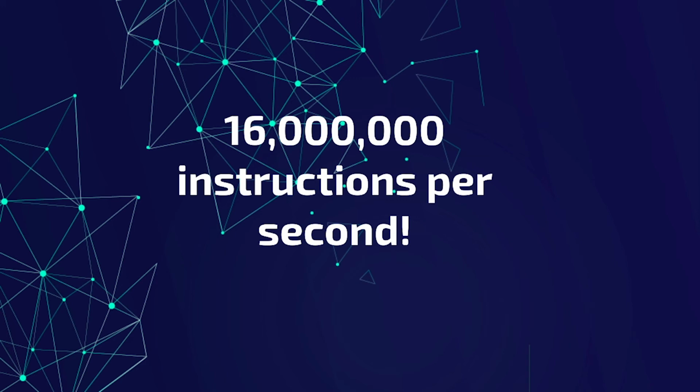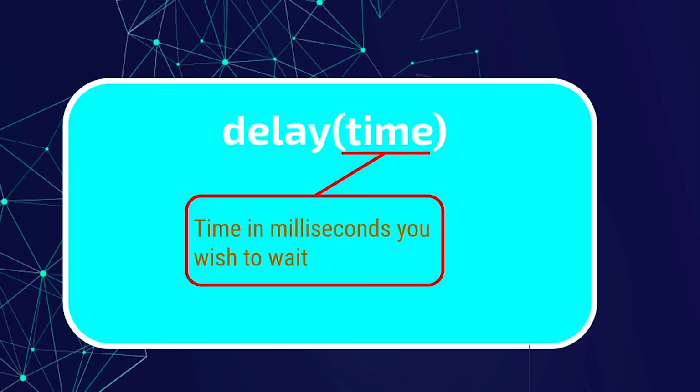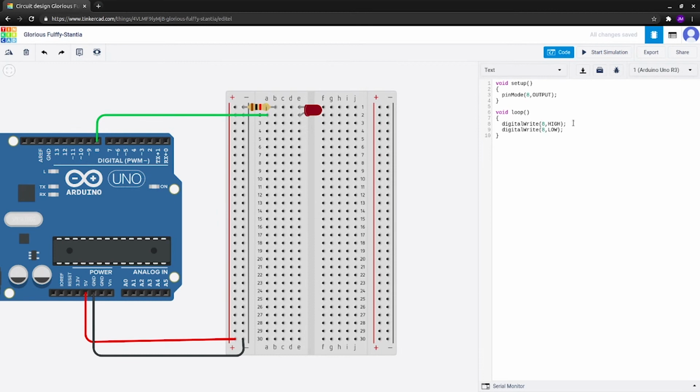To fix this, let's add a delay to the code using the delay method. The delay method just takes in one parameter, the time you wish to delay in milliseconds. Simple enough. Let's add a 500 millisecond delay after the high and the low. This should make it such that the pin changes state every 0.5 seconds. Now when we run the circuit, the LED should blink. Now that's much more interesting than it just being on all the time, right?